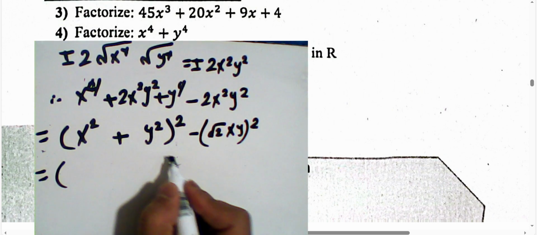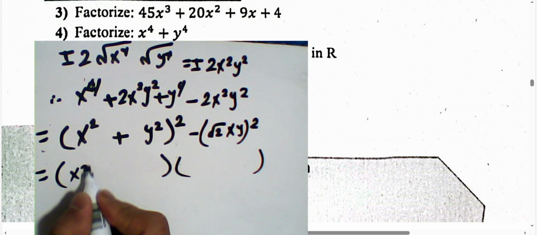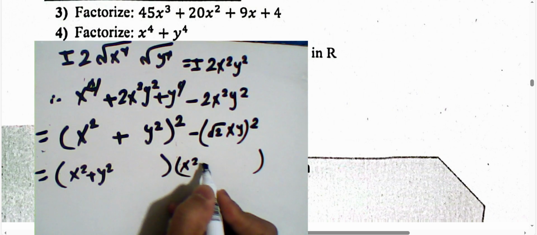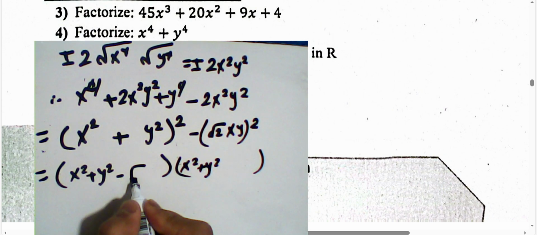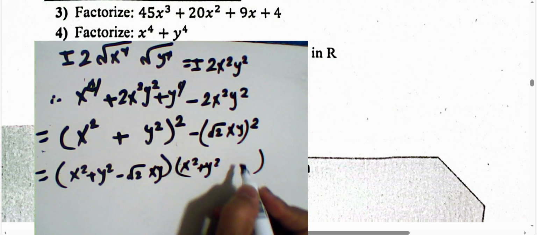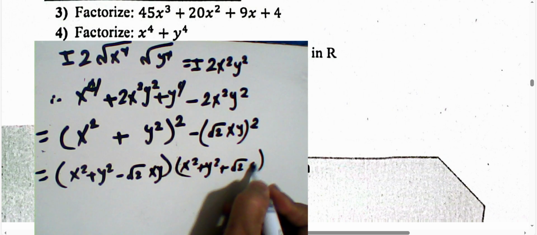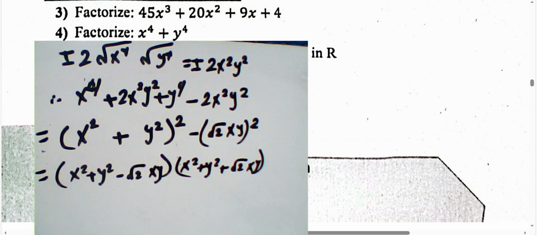Then you can write two brackets: (x^2 + y^2 - root 2 xy) and (x^2 + y^2 + root 2 xy). Okay, that is the factorizing for this example.